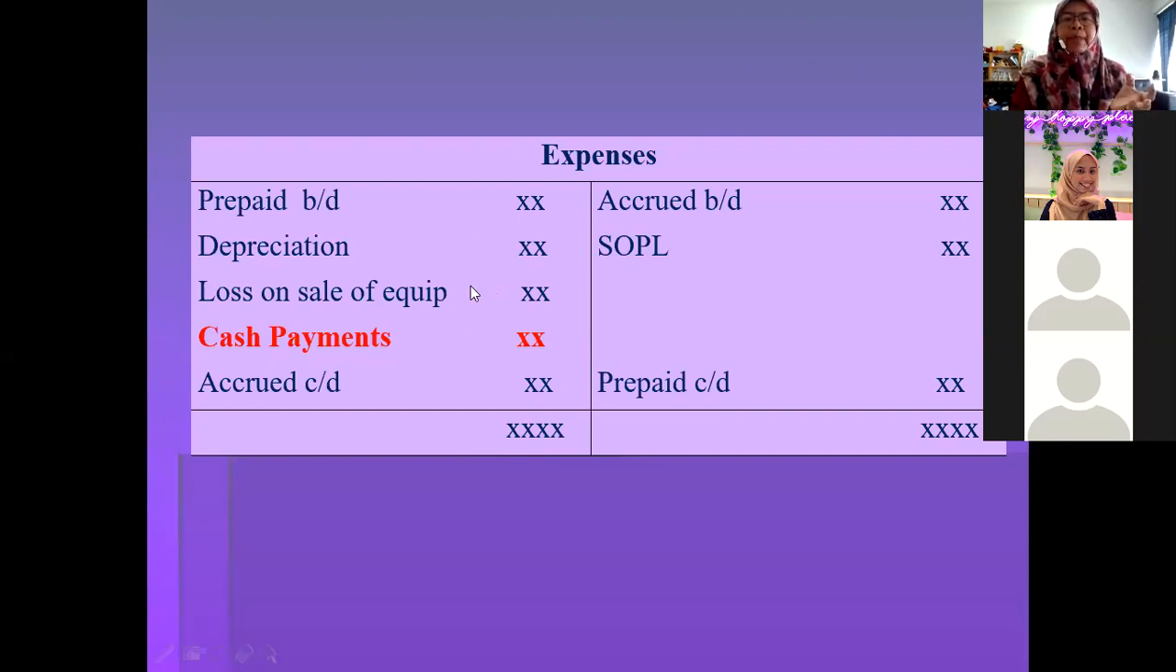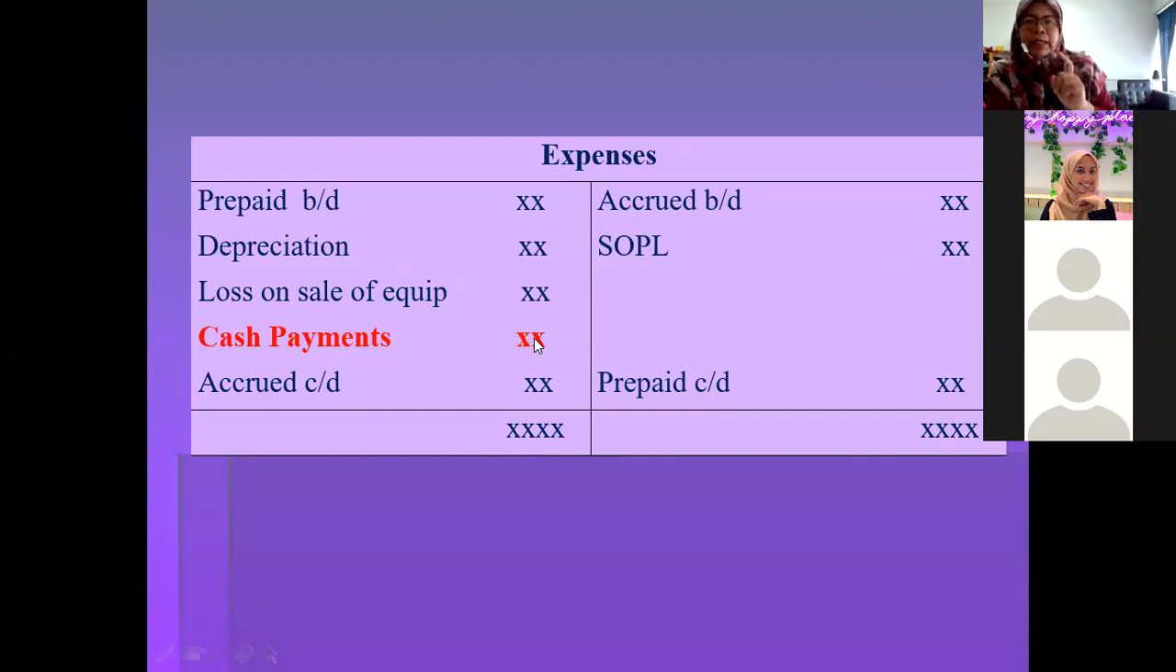So what happen bila amount ni depreciation dengan loss on sale of equipment ada kat dalam ni? So what should we do? Kita tolak dia balik. So what should we do to take it out from this amount? So this amount dah credit. So what should we do? We debit amount. Okay, sebab tu depreciation and loss on sale we have to take it out dari total amount. Take it out, bawa ke debit. Then the missing figure will be cash payment.